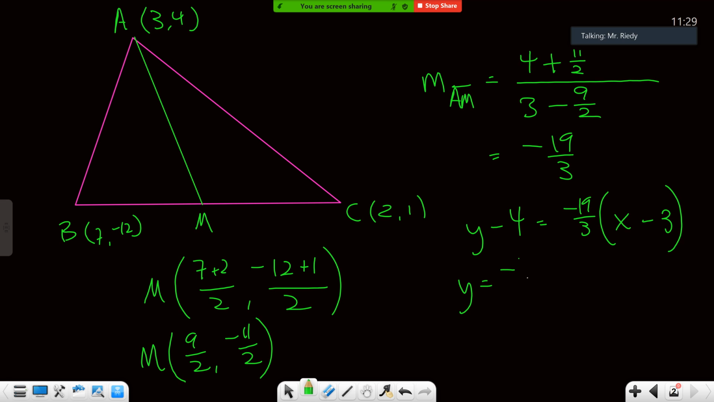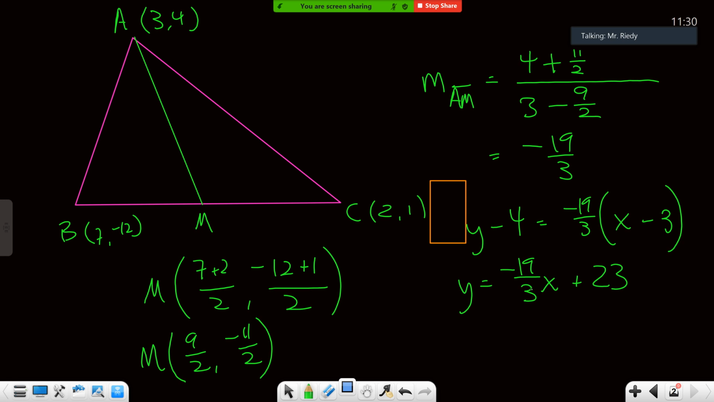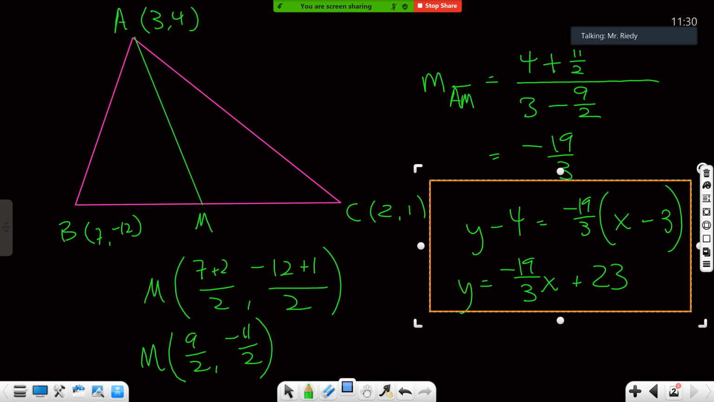However, some of you might prefer to convert this to slope-intercept form. Let's see. Negative 19 would be positive 19 plus 25? No, plus 23. There we go. And that's pretty important, so I'm going to put that in a rectangle so I can find it easily. And that green thing is the median in that triangle. Questions so far?